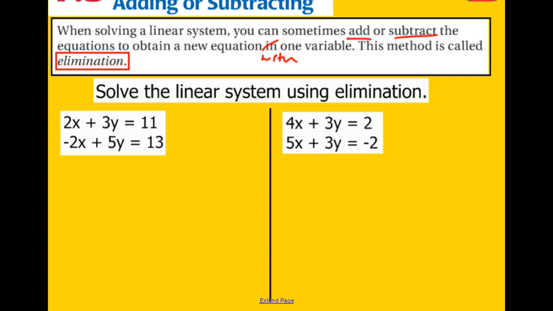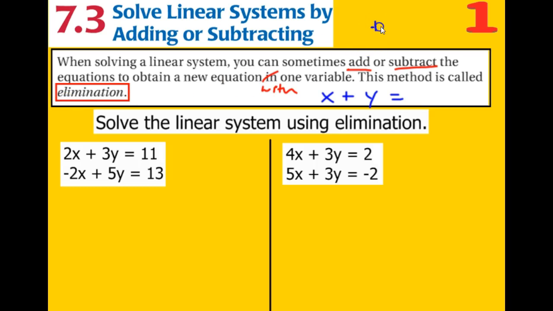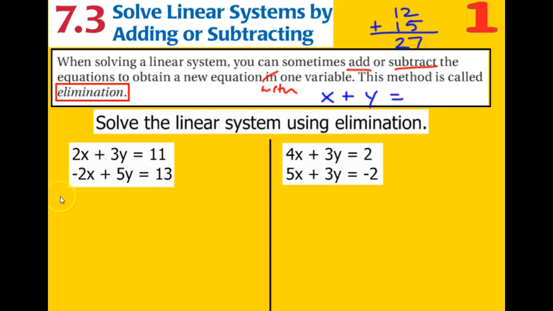So an easy way to do this is to look at your two equations, making sure that they're both in standard form, meaning x and y are on the same side of the equal sign. So these are both in standard form. And just like in elementary school when we learned to add this way, like 12 plus 15, we added vertically. 2 plus 5 is 7, 1 plus 1 is 2. We're going to do that same thing with these equations. We are going to add or subtract them.